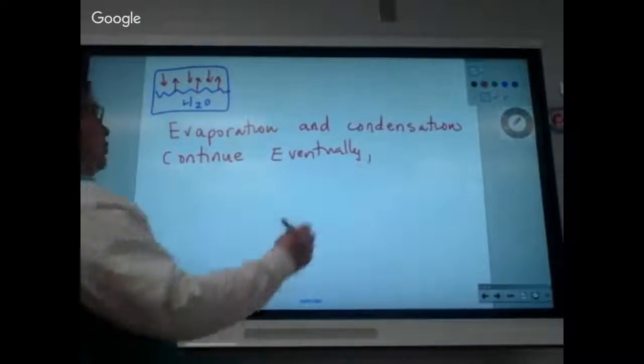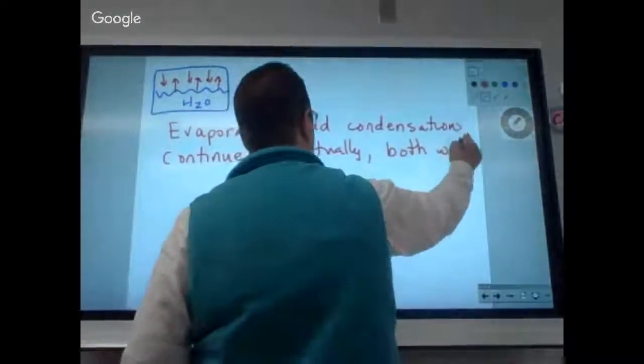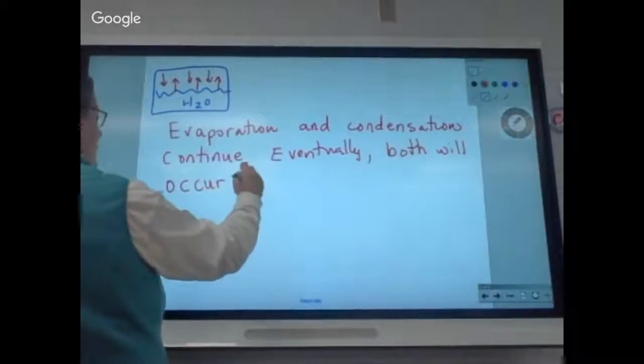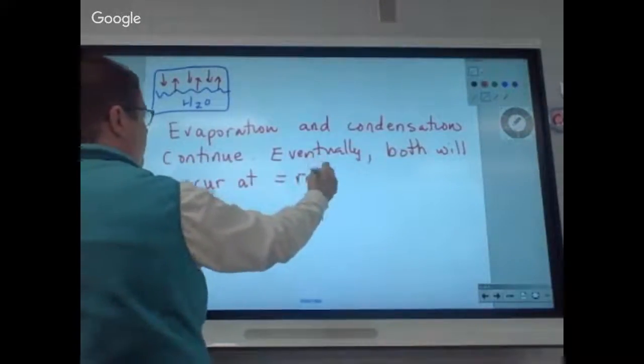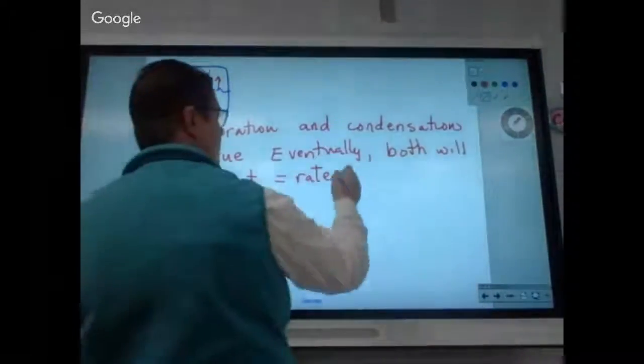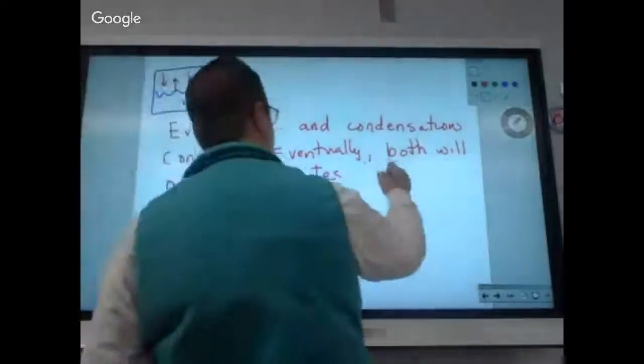All right. Eventually, both will occur at equal rates. Now, when they occur at equal rates, what will we know? Equilibrium will be achieved.